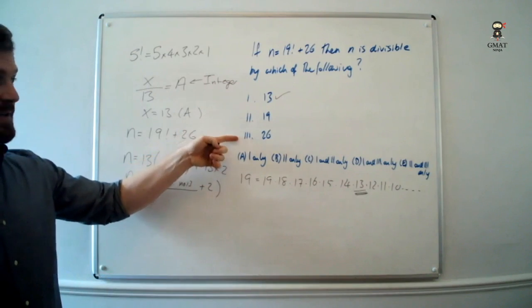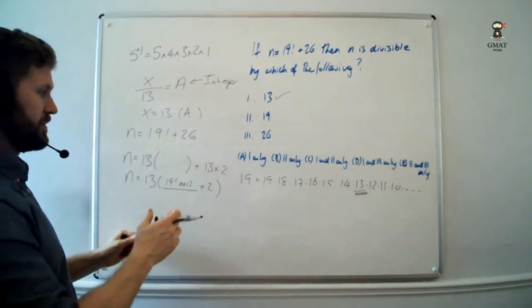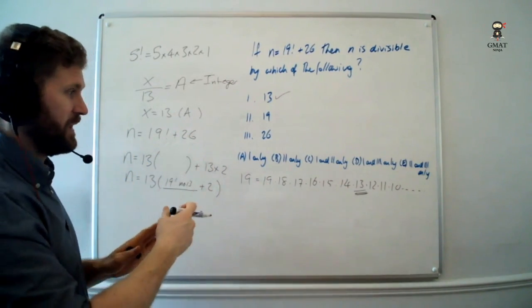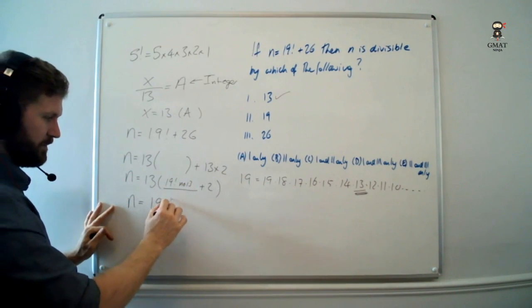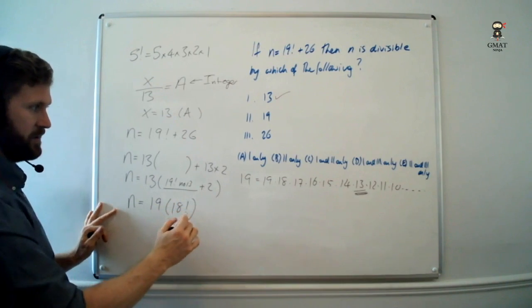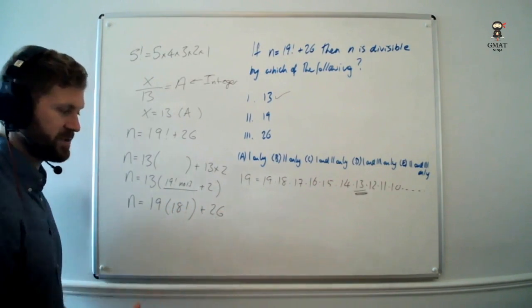Now, I've got to do the same thing for 2 and 3. For number 2, I would need to have 19 times something. Now, for the 19 factorial, that's easy. I could say that n is 19 times 18 factorial. But then I've got that plus 26 on the end.